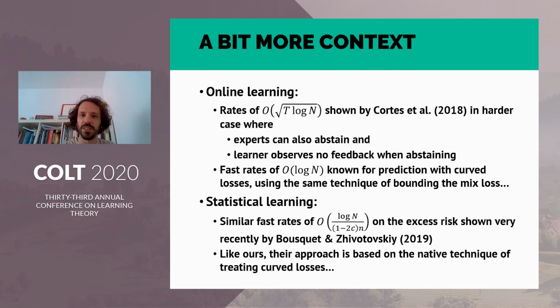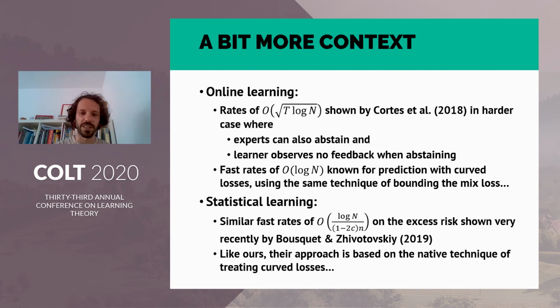I'm also going to say that we are not the first to consider abstentions in an online learning scenario. There has been previous work by Corinna Cortes, Giulia DeSalvo, Mehryar Mohri, and Scott Yang in 2018, who obtained slower rates of square root of T log n in a harder setting in which experts are also allowed to abstain, and the learner observes no feedback when deciding to abstain. And the technique that we use for obtaining log n guarantees is very similar to the typical techniques that one can use to get fast rates for curved losses in an online learning setup.